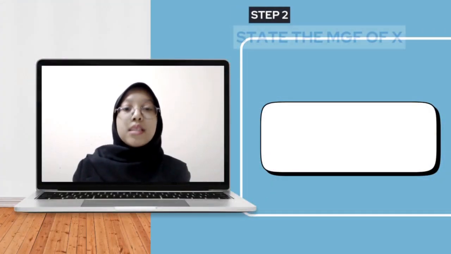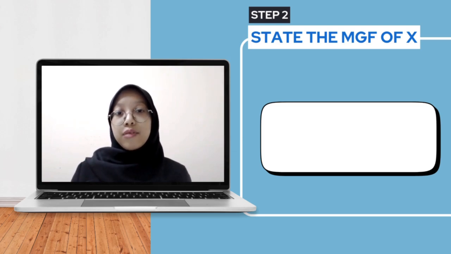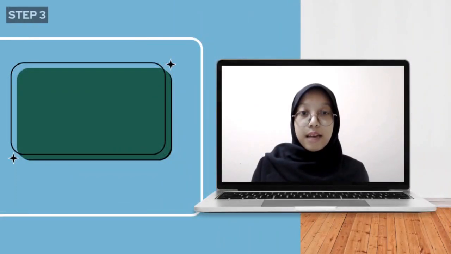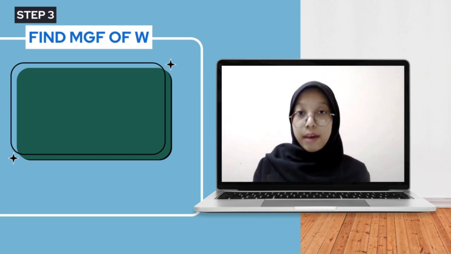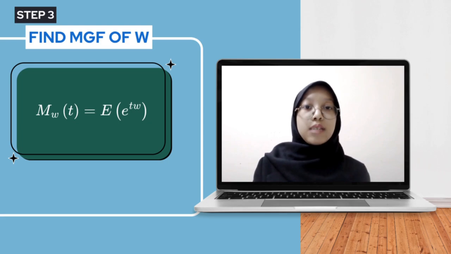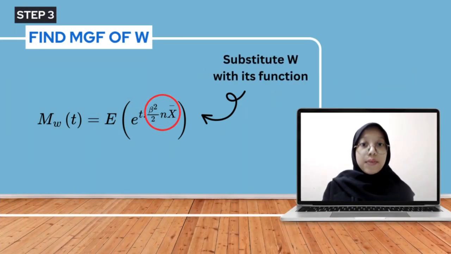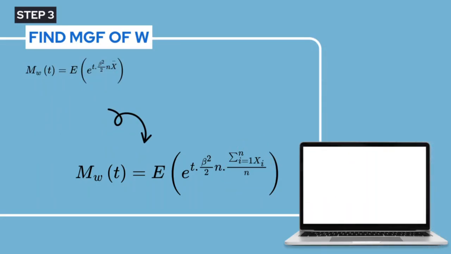The second step is to state the MGF of X. Since we know that X follows a gamma distribution, we can take the MGF from the gamma distribution and substitute the information given. The third step is to find the MGF of W. In order to find the MGF of W, we must state W in the MGF form, where M_W(t) equals the expected value of e to the power of tW. Next, we substitute W with its function. Then, we substitute the function of X bar.